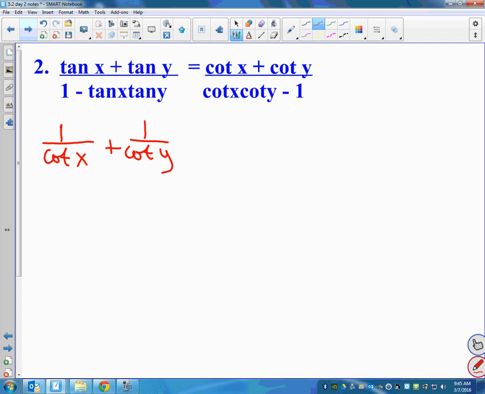over 1 minus. This is multiplication, so we can make it all one, or we can make it two separate ones. Doesn't matter to me. We're going to have a 1 on top, and then we could say this is cotangent x times cotangent y, just because 1 over cotangent x times 1 over cotangent y, we can put that together. It's close, right? But you can't just make those things disappear.